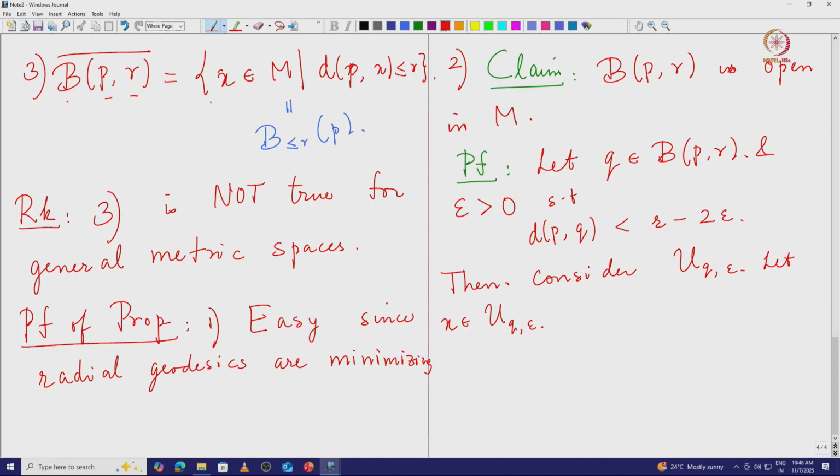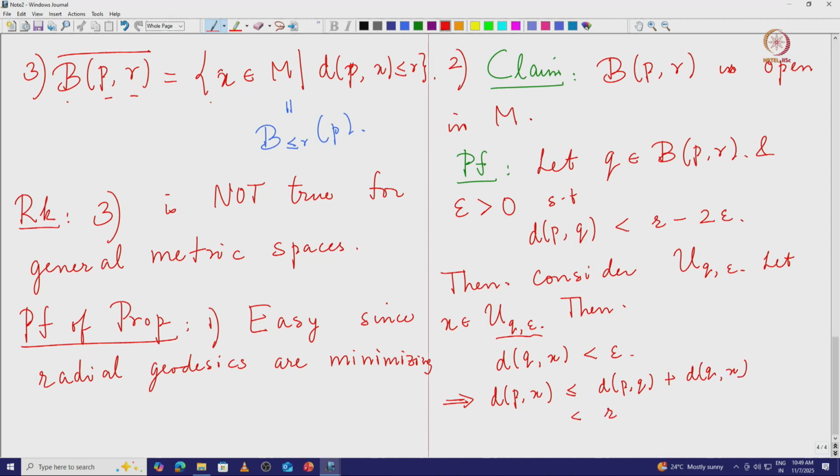Okay, so then clearly the distance from Q to X is less than epsilon. Why? Because the radial geodesics are actually minimizing curves from Q to X, and so because this is a geodesic ball of radius epsilon, the distance from Q to X has to be less than epsilon. But then by the triangle inequality, if you estimate the distance from P to X, that is going to be less than the distance from P to Q plus the distance from Q to X.